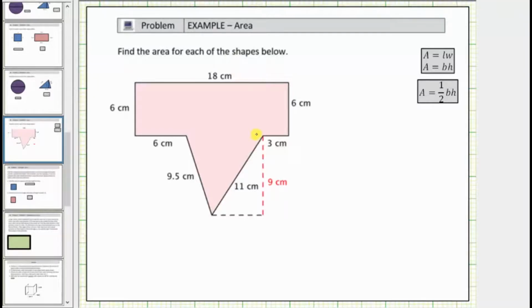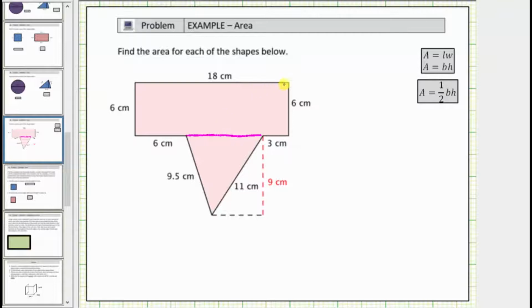To find the area of the shape below, notice how if we cut the shape here, we have a rectangle and a triangle. And therefore, to determine the area of the shape, we can determine the area of the rectangle, then determine the area of the triangle, and then sum the two areas to determine the total area.